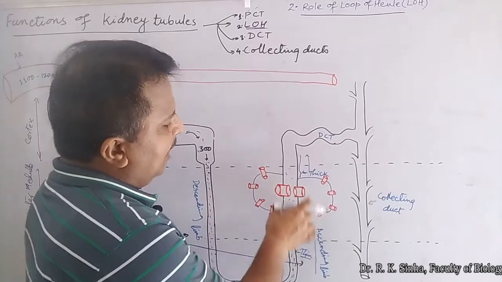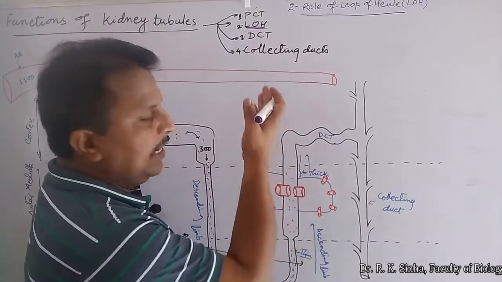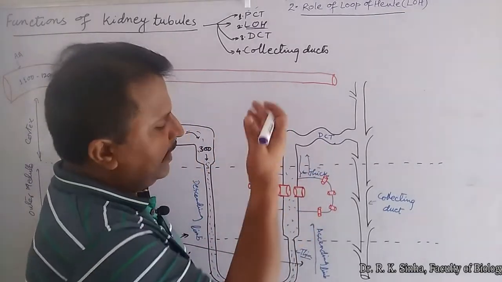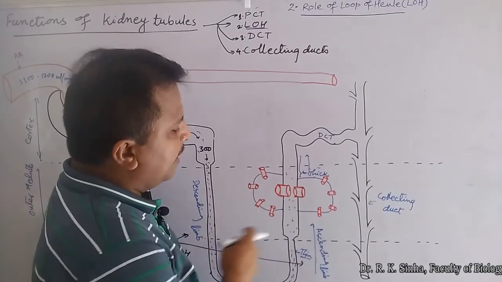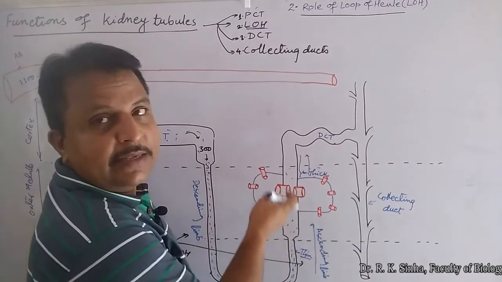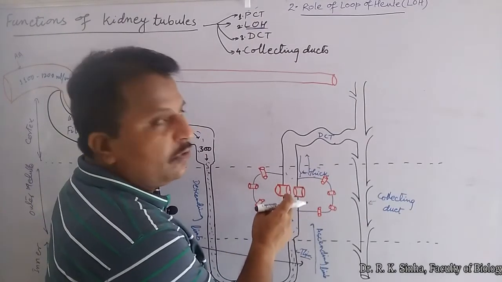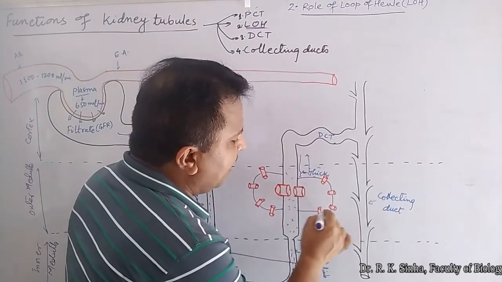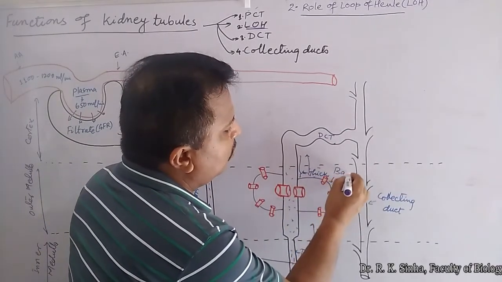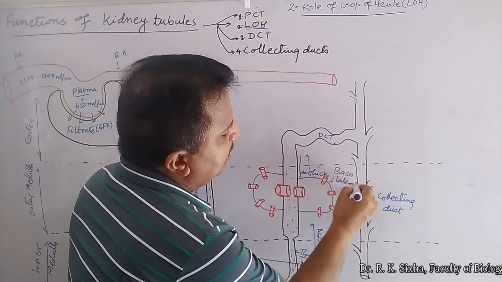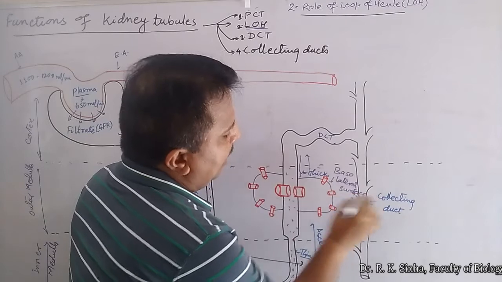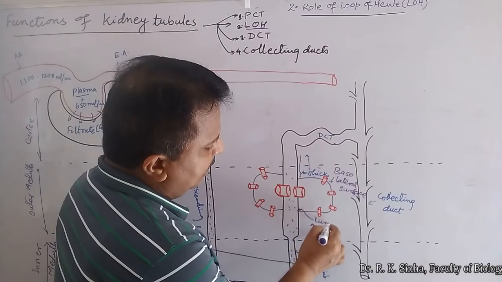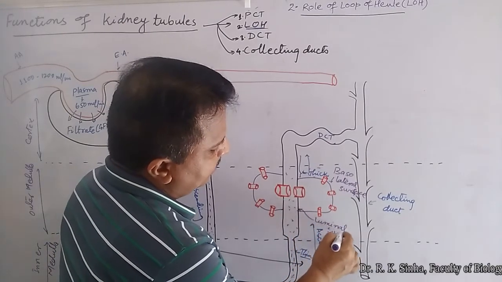See, the cells present in the wall of the ascending limb of loop of Henle, especially the thick ascending limb of loop of Henle, have two parts. First, this is the lumen of the ascending limb of loop. This surface is known as the luminal surface, and this one is known as the basolateral surface.